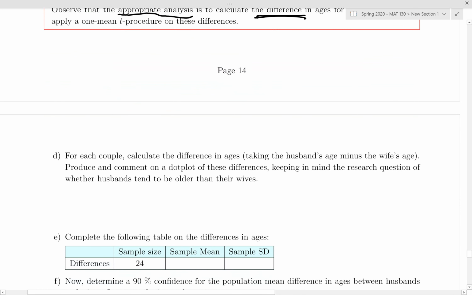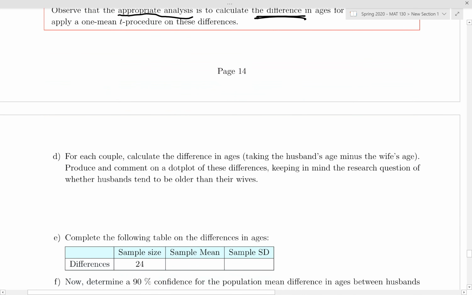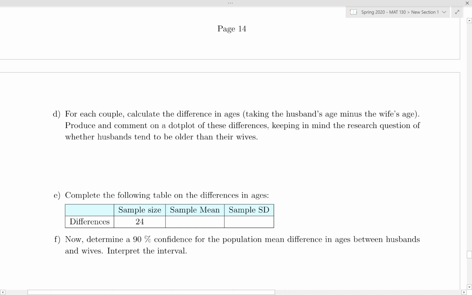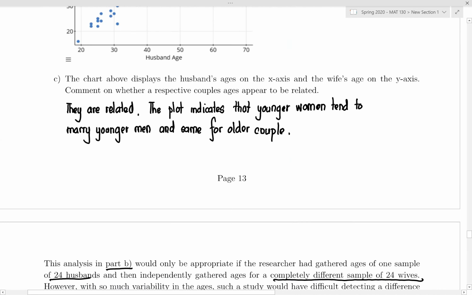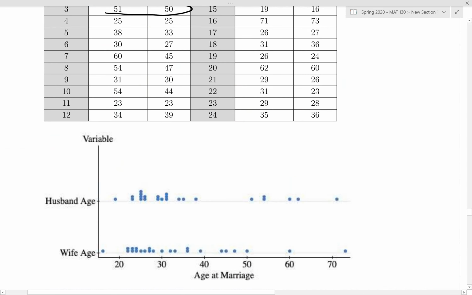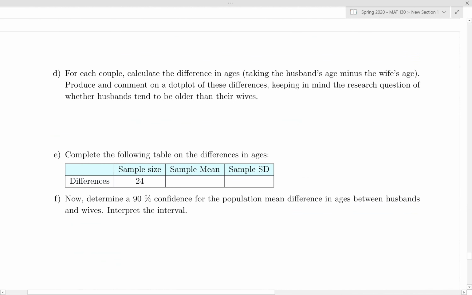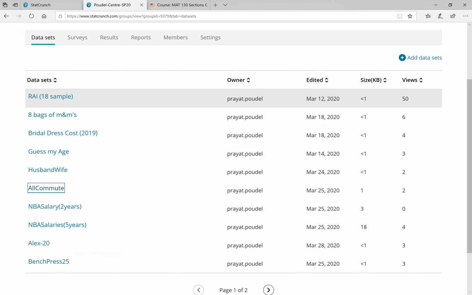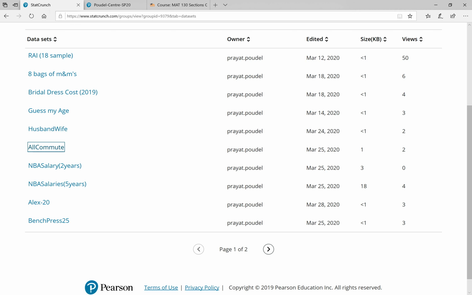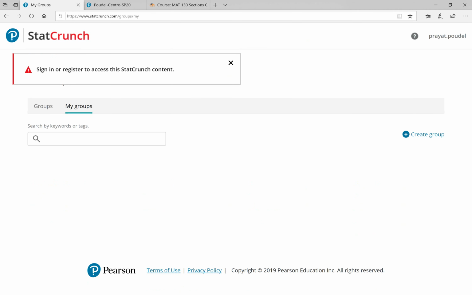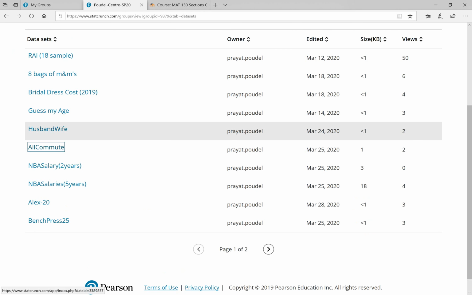So now what we're going to do is do that in StatCrunch. First, we're going to look at the file. The file under which this data is saved is called husband and wife, and it's in our StatCrunch here. So we're going to go to StatCrunch, and we're going to go to My Groups. When we go to My Groups, there's going to be a husband, wife.